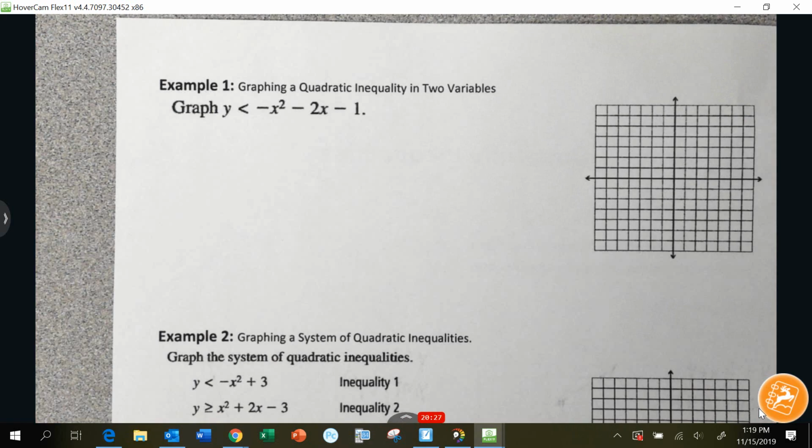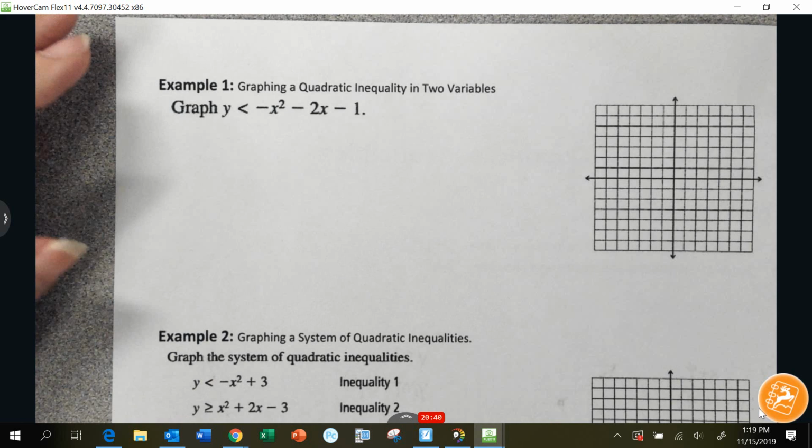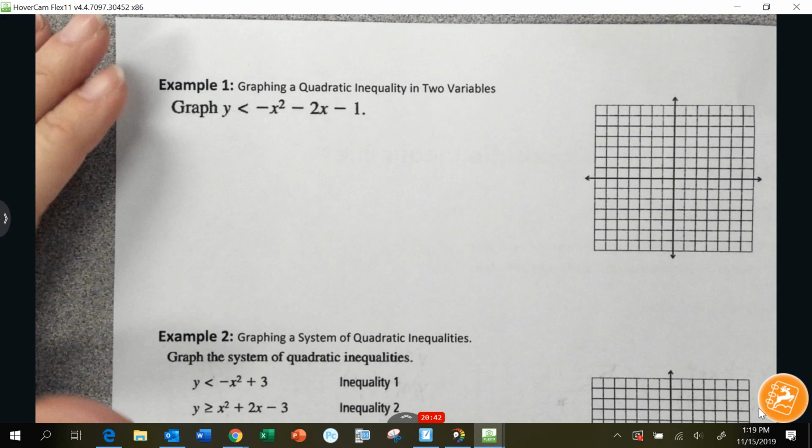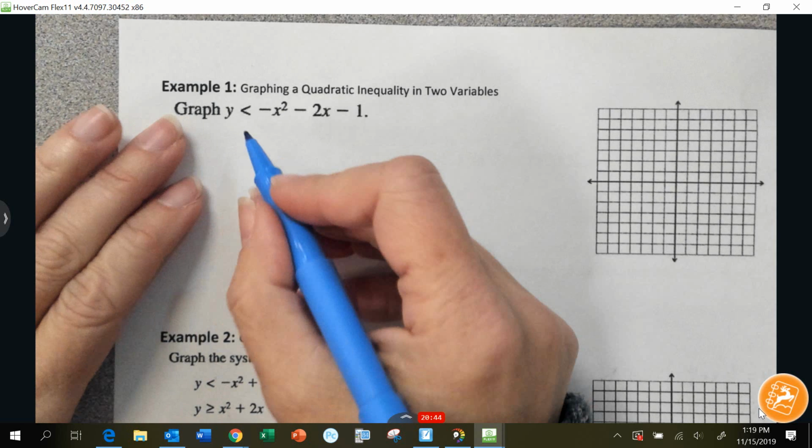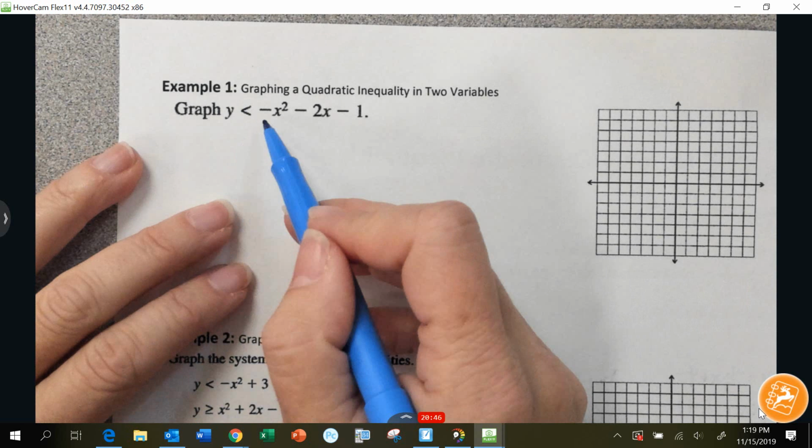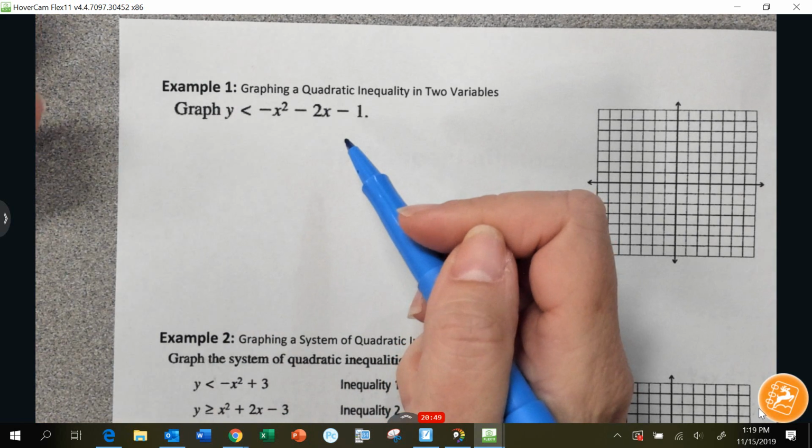Okay? So graphing a quadratic inequality in two variables. We need to graph y less than negative x squared minus 2x minus 1. You can graph this however you want, no calculator. We're going to treat it like it's an equal sign. So what methods could I use to graph this one?